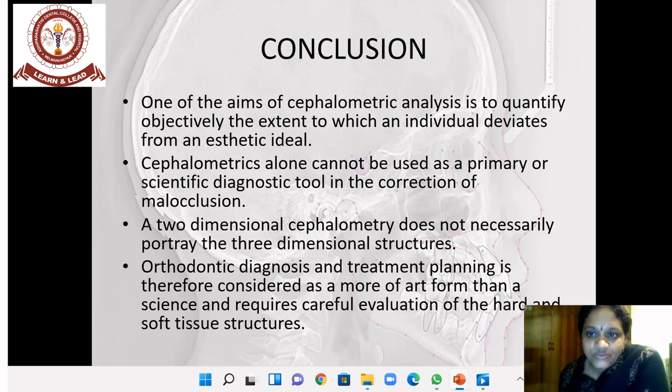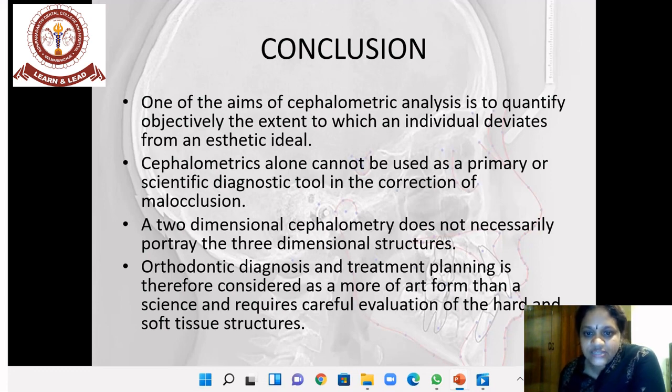The aim of cephalometric analysis is to quantify objectively the extent to which an individual deviates from an aesthetic ideal. Cephalometrics alone cannot be used as a primary or scientific diagnostic tool in the correction of malocclusion. It is a diagnostic aid to determine the growth and growth direction of an individual, so that you can plan the treatment accordingly. You have to always correlate the cephalometric findings with the clinical findings of the individual, and then plan the treatment for that individual.